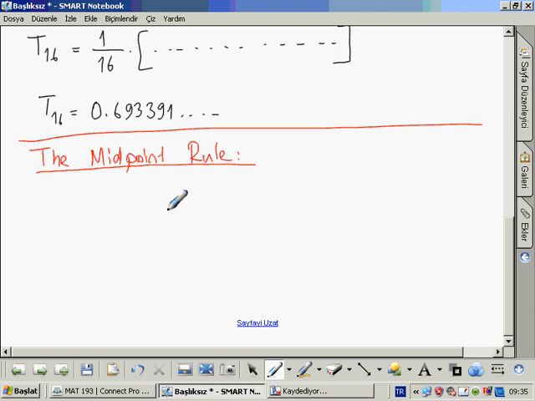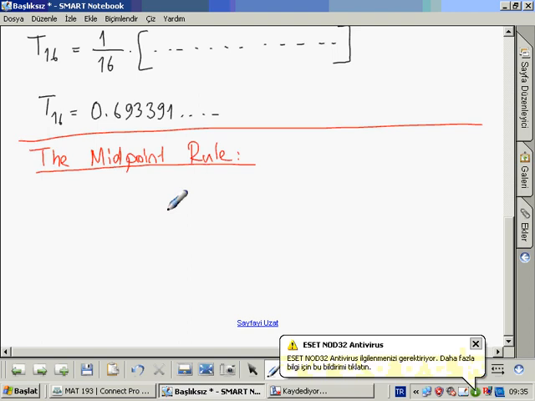A somewhat simpler approximation to the integral from a to b of f(x) dx, based on the same partition of the closed interval [a, b] into n equal subintervals, involves forming the Riemann sum of the areas of rectangles whose heights are taken at the midpoints of the n subintervals.